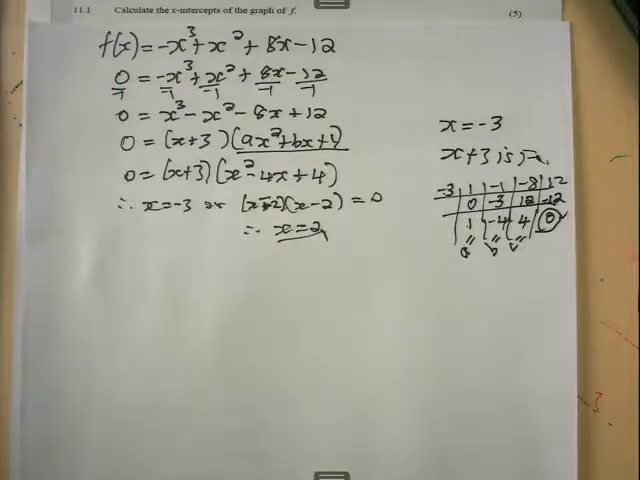Remember, first, you equate f of x, h of x, to 0. Then you look for a common factor. If there's no common factor, you try to group the terms. If it doesn't work, now you must use the factor theorem.